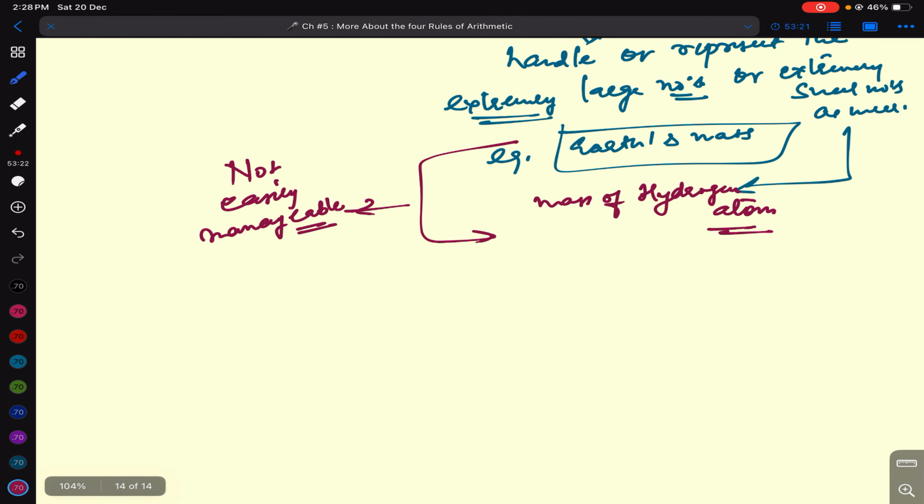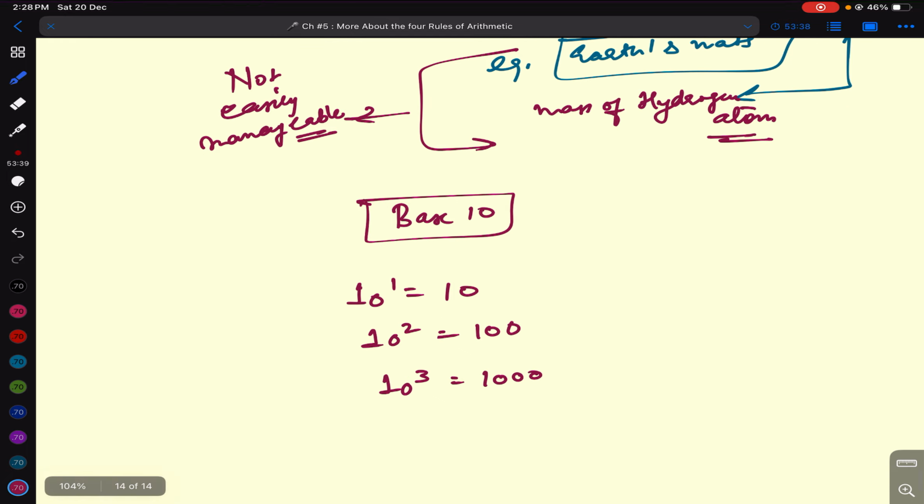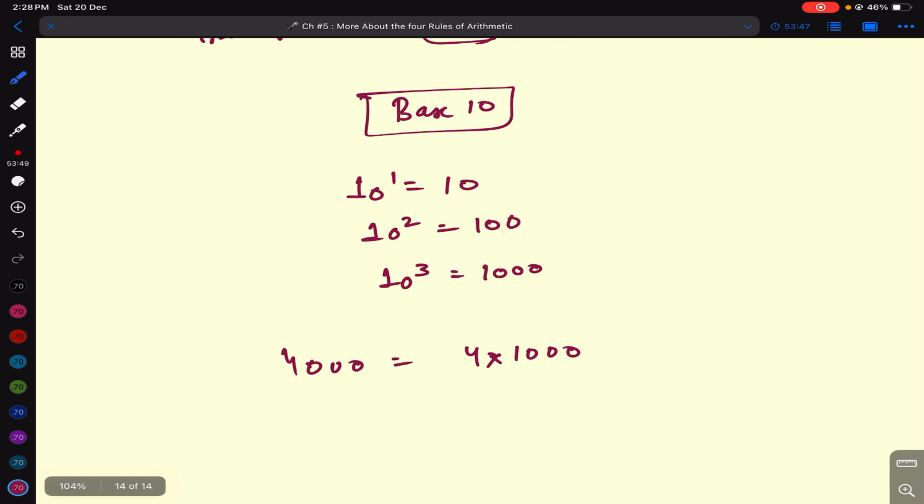Okay, so now when we talk about scientific notation, we use base 10. We know that 10 to the 1 is equal to 10, 10 to the 2 is equal to 100, and 10 to the 3 is equal to 1000, right? So as many zeros as we have, that becomes the exponent of 10. Clear? So if I have to write 4000, that is basically 4 times 1000, so this can be written as 4 times 10 to the 3. This is how we reduce a large number to an exponent form.